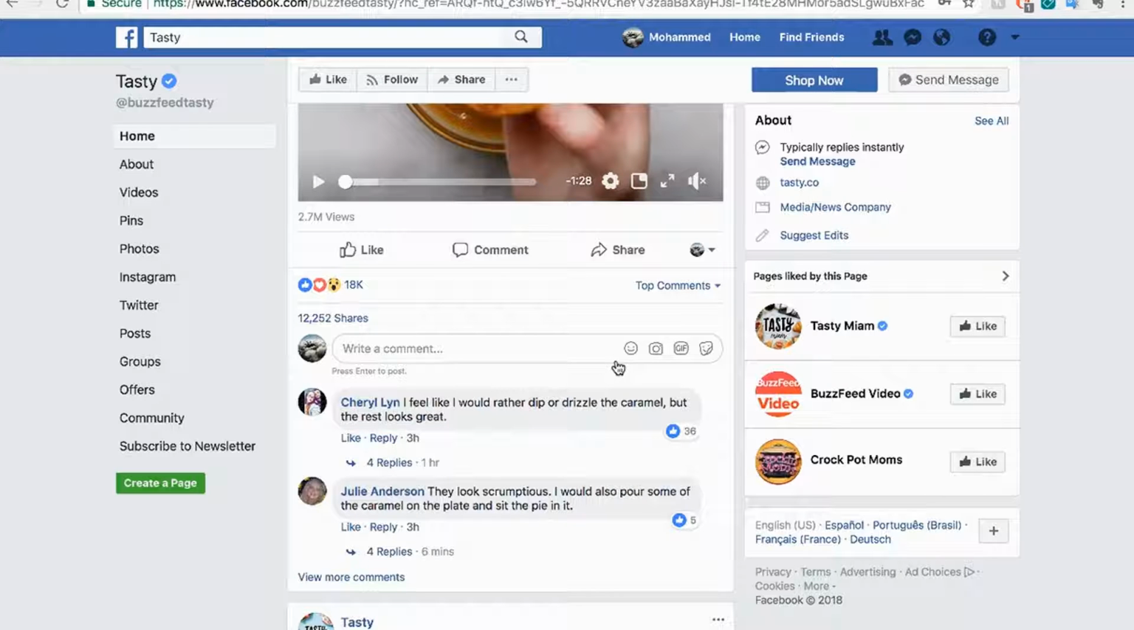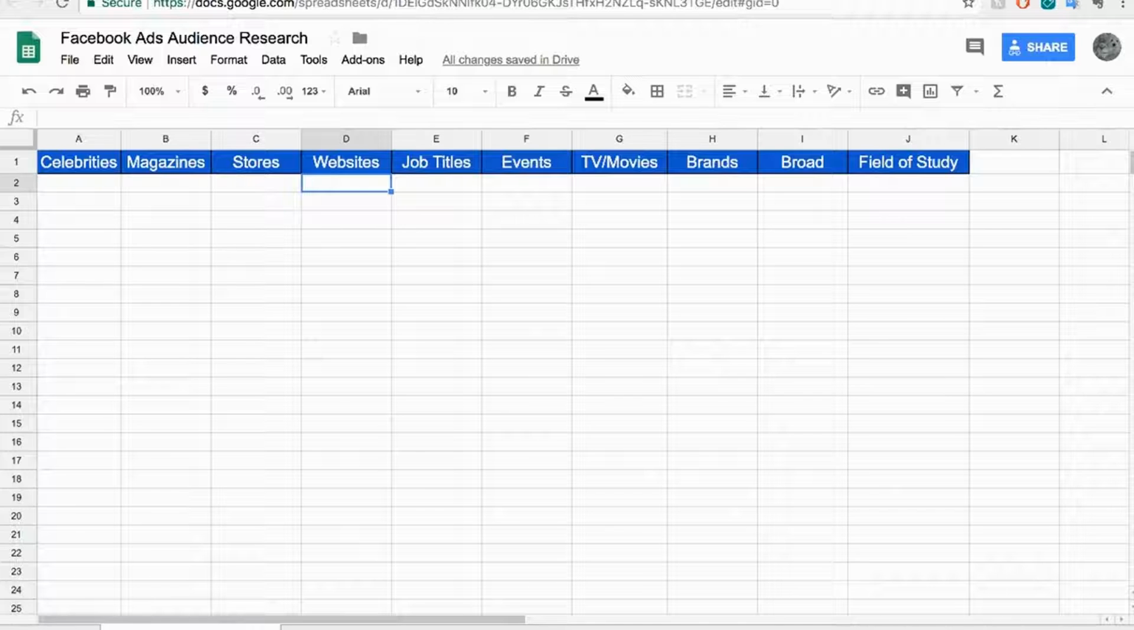So the first step is audience research, right? So audience research, different people do it in different ways. You can go to YouTube. People use Facebook Audience Insight, which actually gives you insight about the audiences.